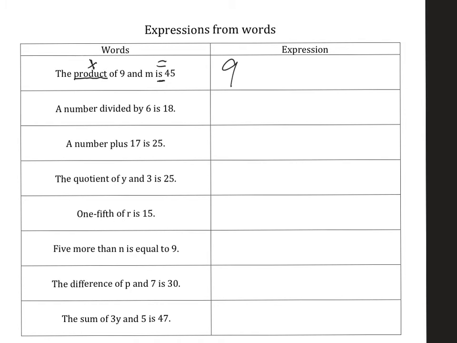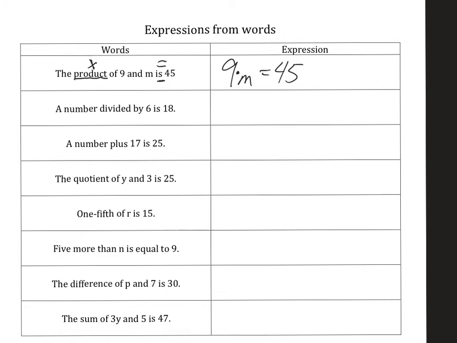So we have 9 times m. I'm just going to put them next to each other, or I could put a dot there. It doesn't really matter. Equals 45. Perfect. The next one, a number divided by 6 is 18.